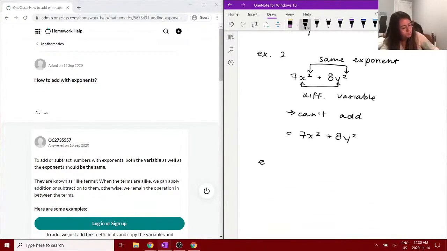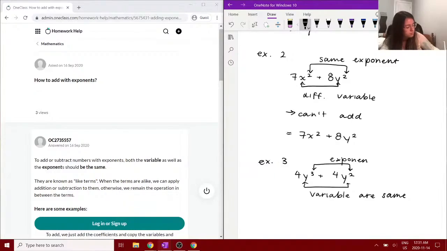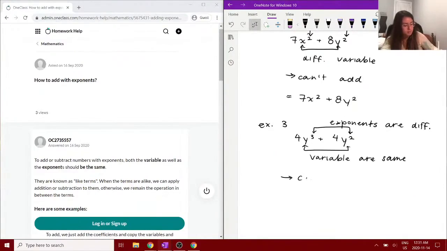Let's look at a third example. Example number 3. If we are given 4y cubed plus 4y squared, now we see that the variables are the same. However, the exponents are different. Since the exponents are different, once again, we can't add them. We'll just have to leave it as is. So we still have 4y cubed plus 4y squared.